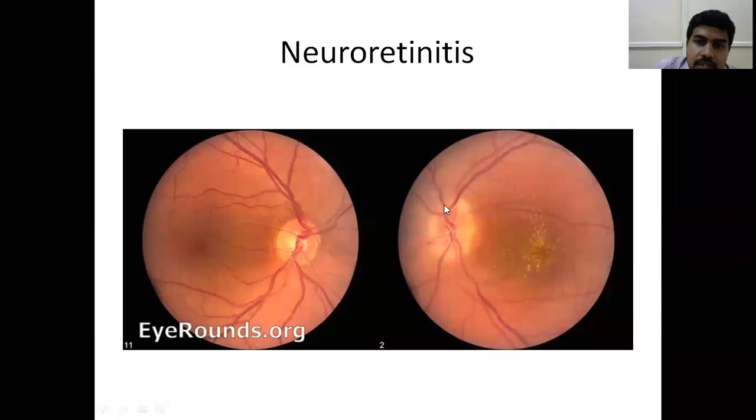See, the physiological cup is small, optic disc margins are blurred. Along with that, there is inflammation of the surrounding retina. And the most specific finding is the macular star. Here you see, a macular star is nothing but hard exudates. Hard exudates are nothing but lipoprotein and lipid-laden macrophages that are deposited.